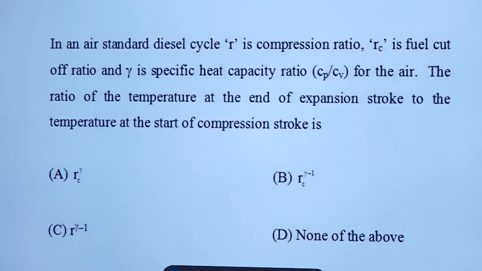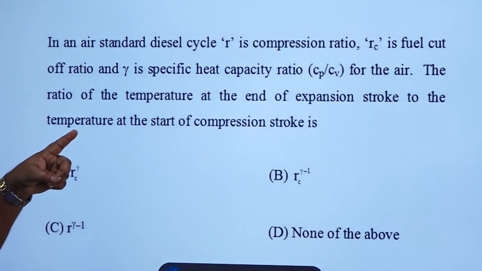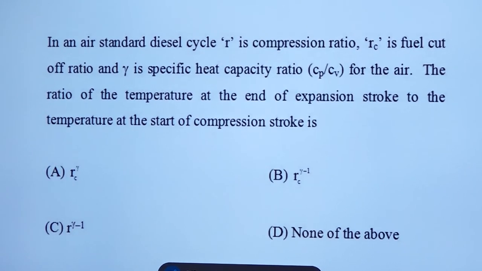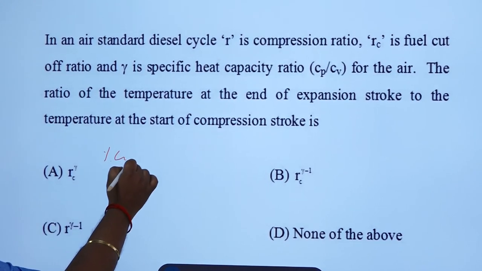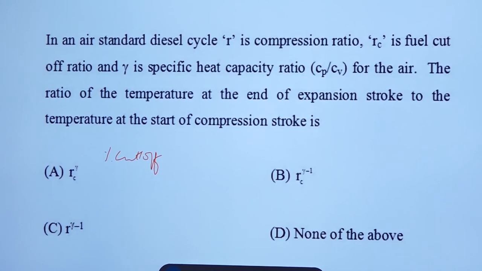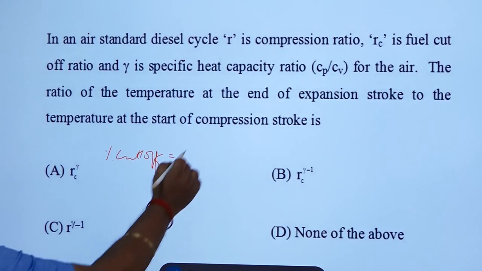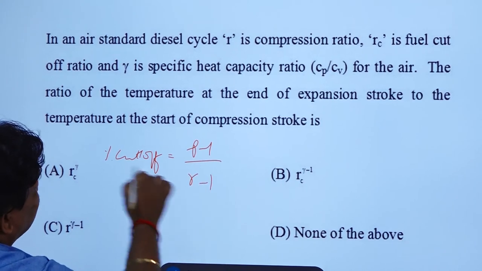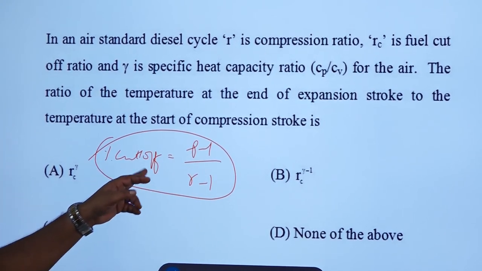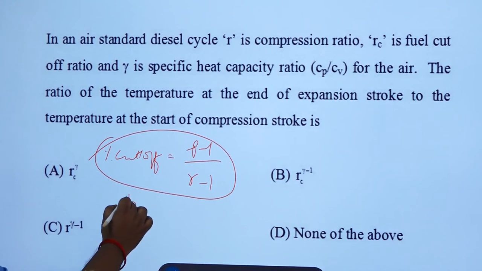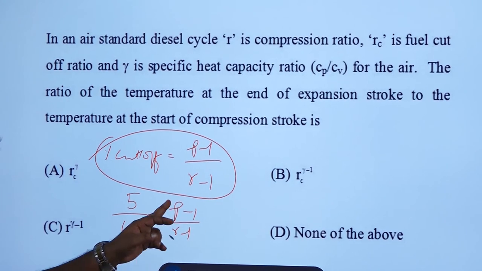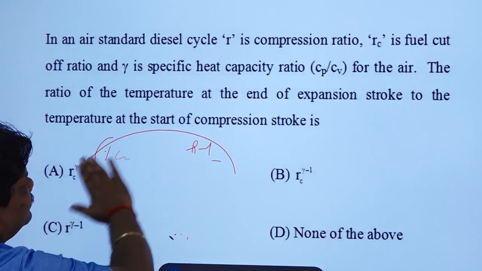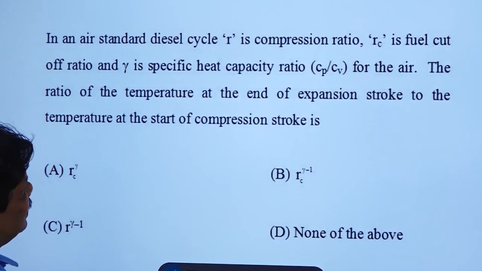Next, in the air standard cycle, r is the compression ratio and rc is the fuel cutoff ratio. One more thing: the percentage of cutoff in diesel can be given as rho minus 1 by r minus 1. Suppose the cutoff is at 5%, then 5 by 100 equals rho minus 1 by r minus 1. If you know the value of r, you can easily find the value of rho with the help of this relation.